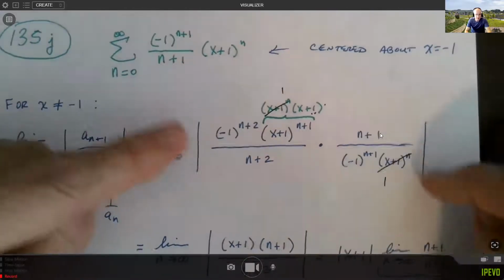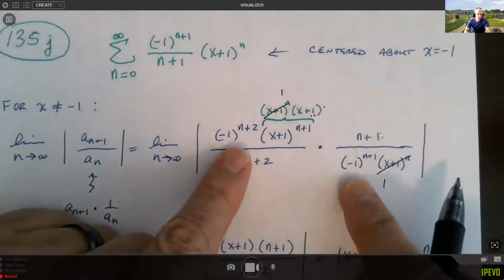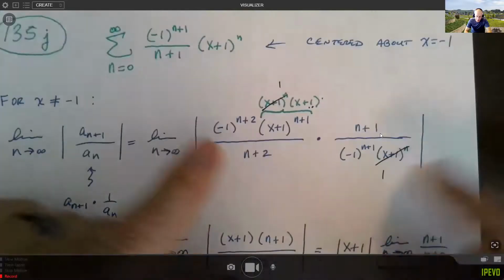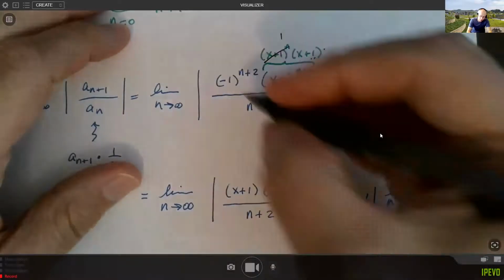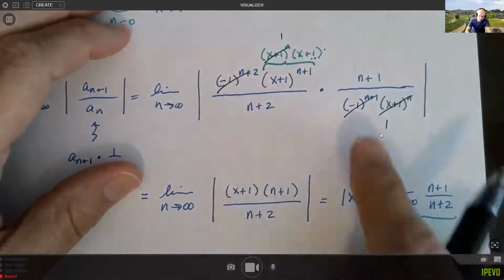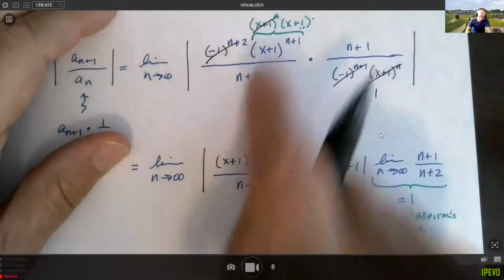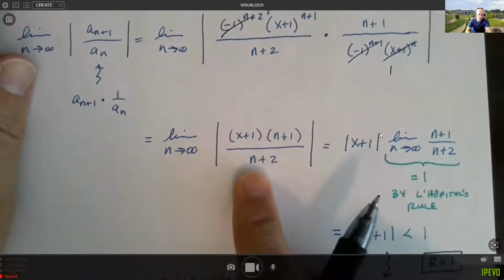Also, when I take the absolute value bars, I'm just going to get rid of these -1 to the n plus 2 or -1 to the n plus 1. Not going to worry about canceling or anything, but because it's the absolute value, these will always be positive. So I'm just going to get rid of those sign changers, right? So what I'm left with is 1 times n plus 1 times this x plus 1, and then down below n plus 2.